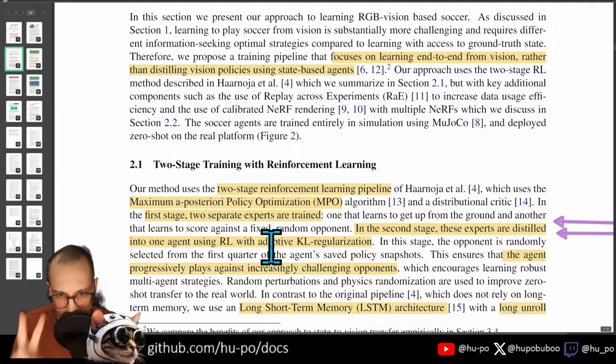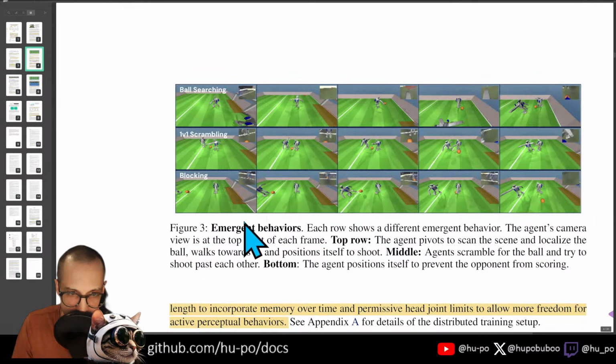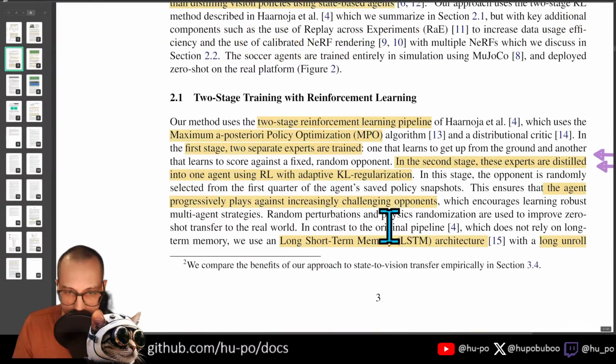Okay, so you're going to have two stages here. The first stage, two separate experts are trained, one that learns to get up from the ground, and another that learns to score a goal against a fixed random opponent. Okay, so you actually have two policies. You have one policy that the only thing it knows how to do is get up from the ground. So once the robot's on the ground, it knows how to get up. And then you have a second policy that actually knows how to score a goal.